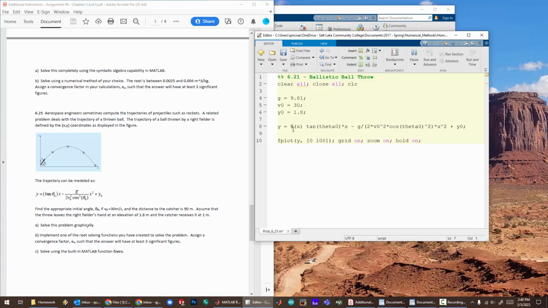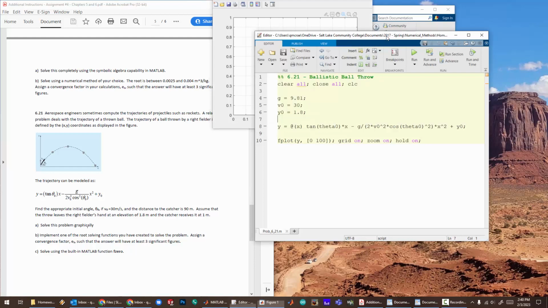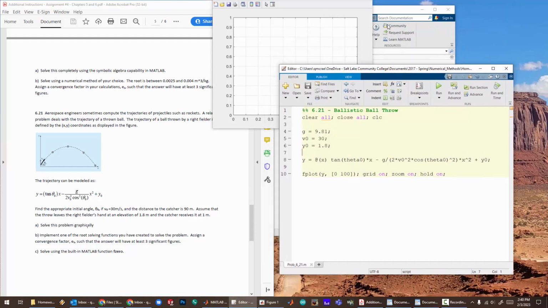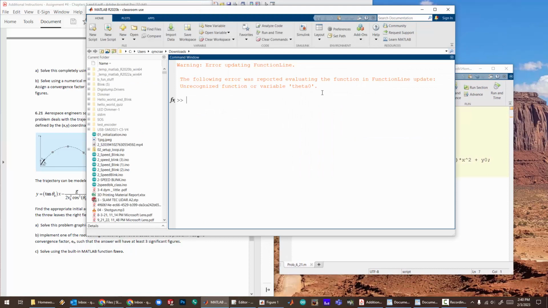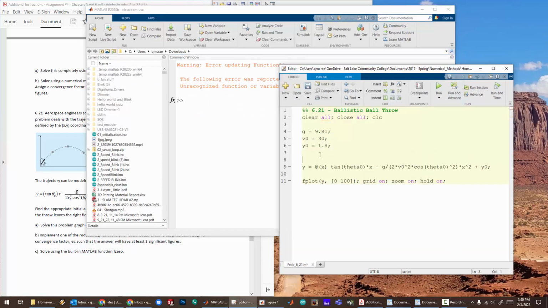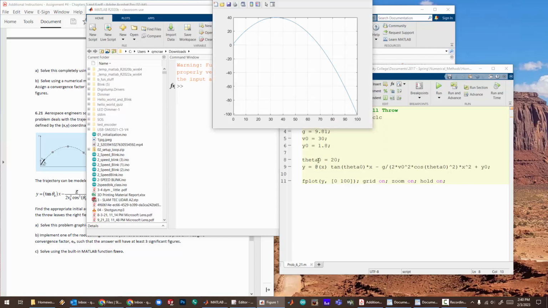Now, if I run this I get an error, because it recognizes that theta naught is missing. I haven't defined that. So I'm just going to take a guess. For giggles, let's say theta naught is equal to 20, so I can get a ballpark sense of a reasonable value for theta naught. Let's run that.